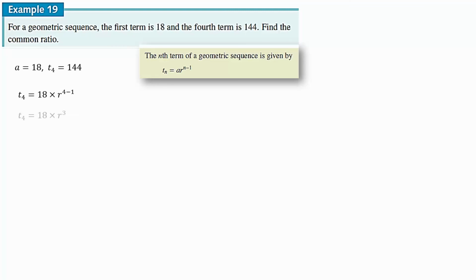So let's work this out. T4, they told me that is equal to 144. So I'm like, all right, it's 144 here. That's 144. That's 18. Inverse operation. So if that's times 18, divide both sides by 18. 144 divided by 18 gives me 8, but I still have 4 minus 1, which is R cubed. And I want to find R, not R cubed. So you cube root, which is the opposite of cubing. And cube root of 8, therefore, gives me R equals 2.